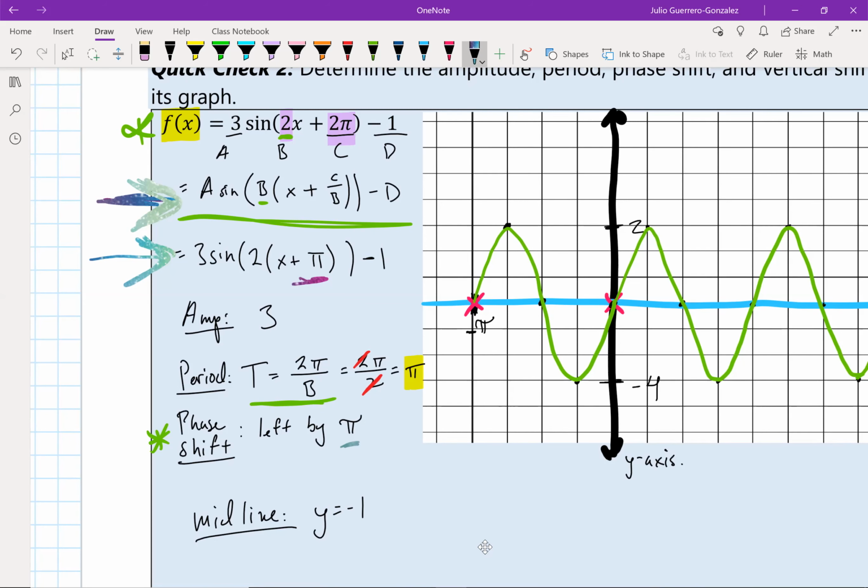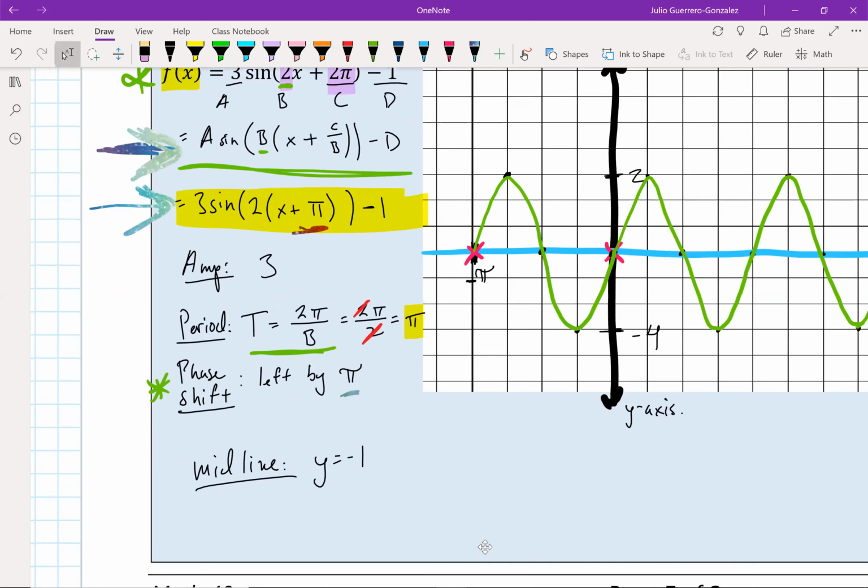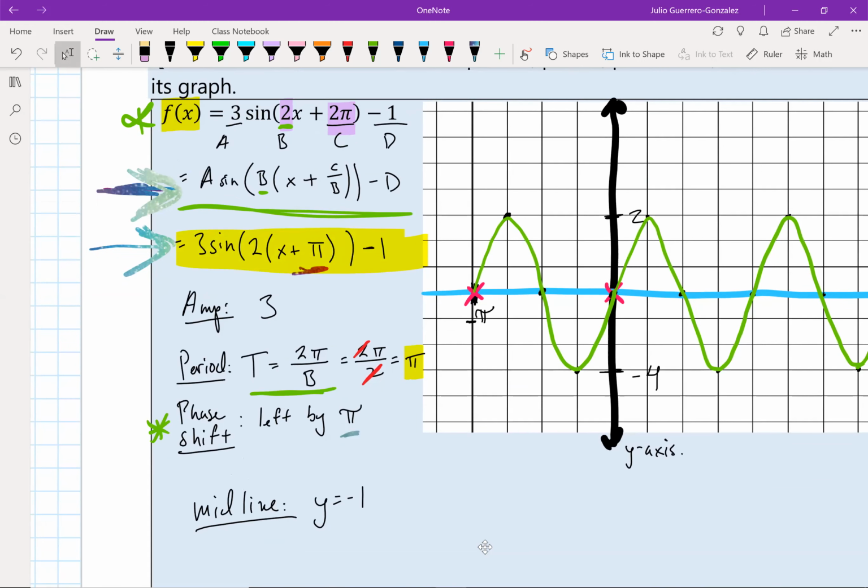Okay. So then that's how we got our phase shift, right? We had to rewrite it in this form right here. If we hadn't done that, we wouldn't be able to get our phase shift. So one of the things that you should do at the very beginning of any of these problems is to switch it into that form, okay? And then the last one was the midline, minus 1, okay? And that one is the easiest part of them all. That's just the tail end.